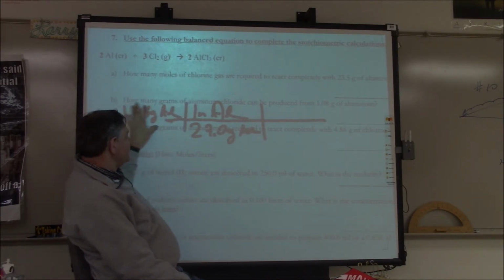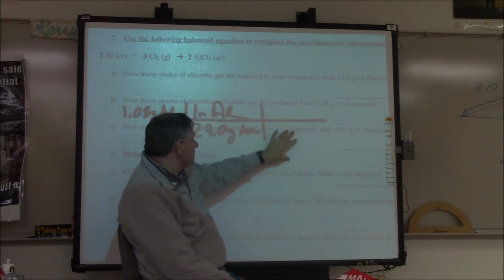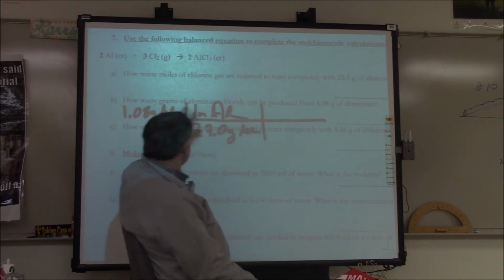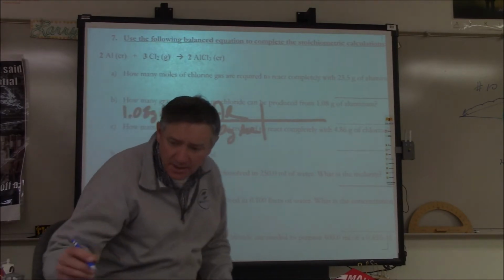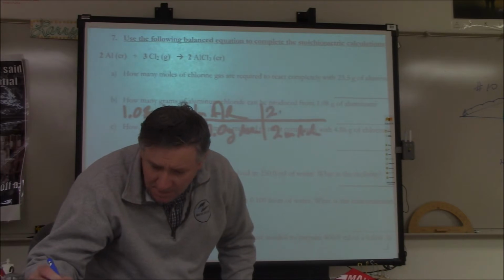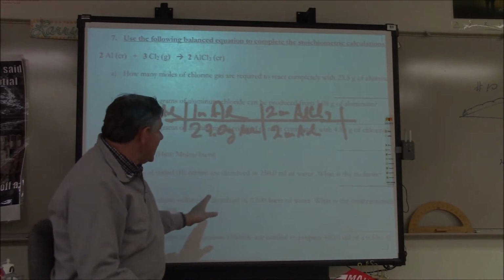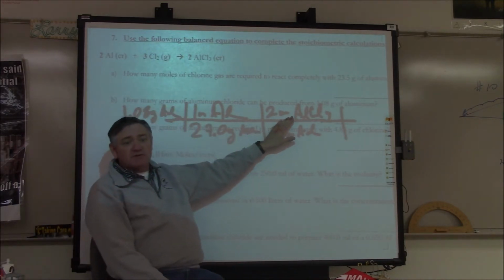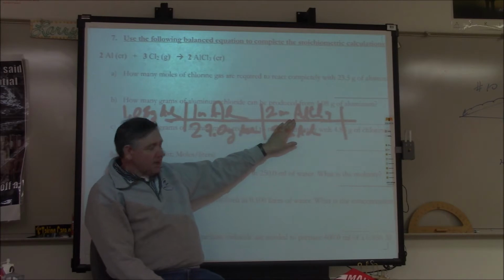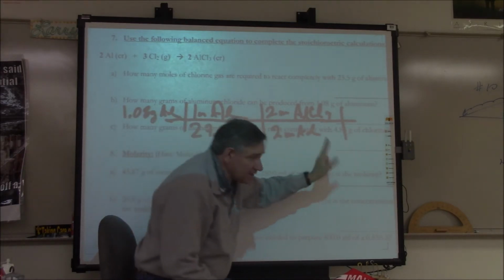After I get this part done, I've got to lose my moles of aluminum and roll that into aluminum chloride. So 2 moles of aluminum gets me 2 moles of aluminum chloride. Now if I stop, I've got moles of aluminum chloride. It's not what I want. So the next step is to take moles of aluminum chloride and roll that into grams.